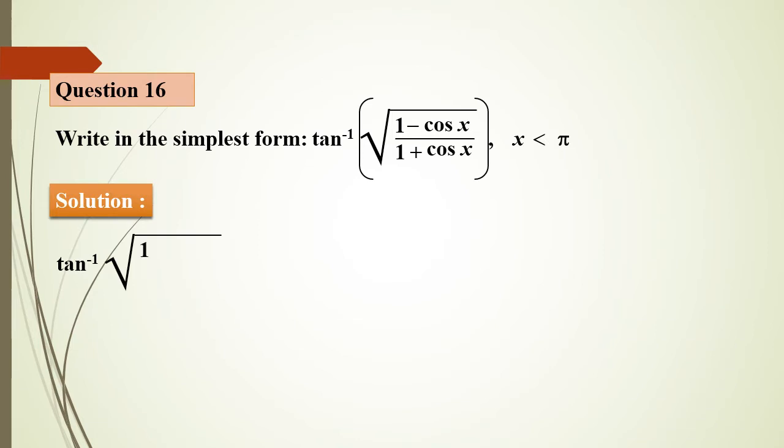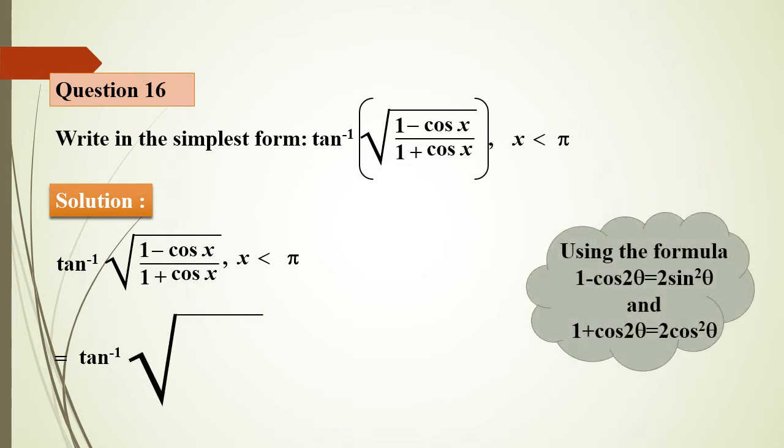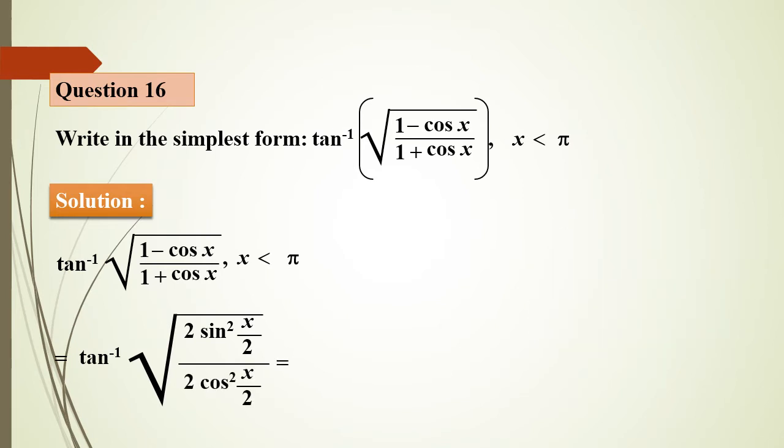Solution: given term, you write it as it is. First, tan inverse of root of (1 minus cos x) divided by (1 plus cos x). Next, tan inverse of 1 minus cos x divided by 1 plus cos x. 1 minus cos x can be written as 2 sin square x by 2, and 1 plus cos x can be written as 2 cos square x by 2. Okay, how did you get this?